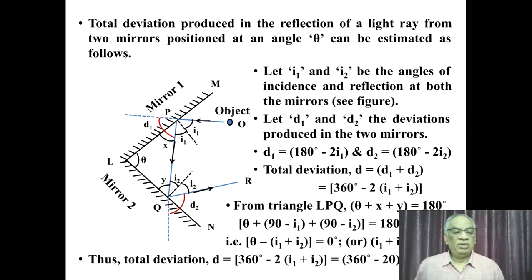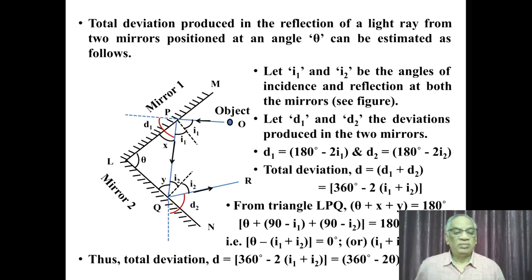So the deviation due to reflection at mirror 1 is D1 equal to 180 degrees minus 2 I1, because angle of incidence I1 plus angle of reflection I1. Similarly, the deviation D2 from mirror 2 is D2 equal to 180 degrees minus 2 I2. So total deviation D is equal to D1 plus D2, that is 360 degrees minus twice of (I1 plus I2).